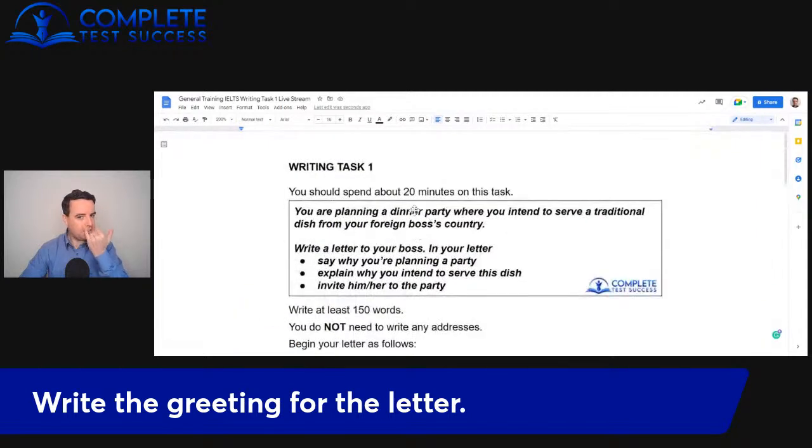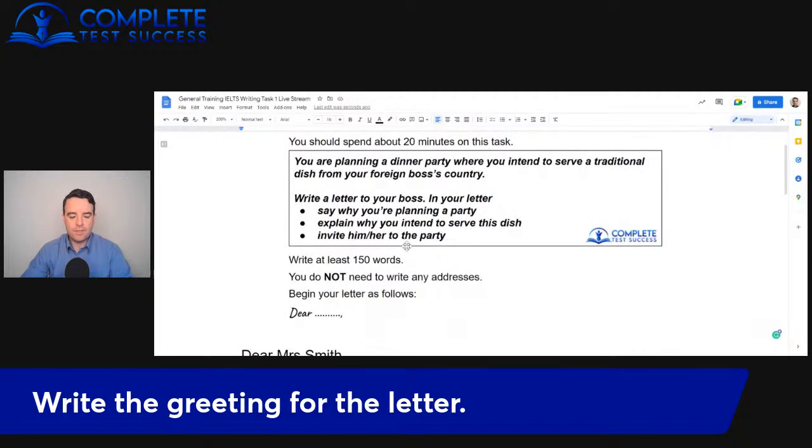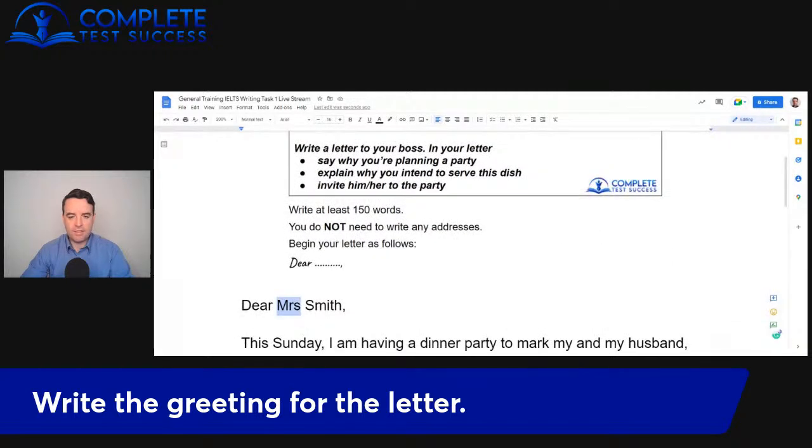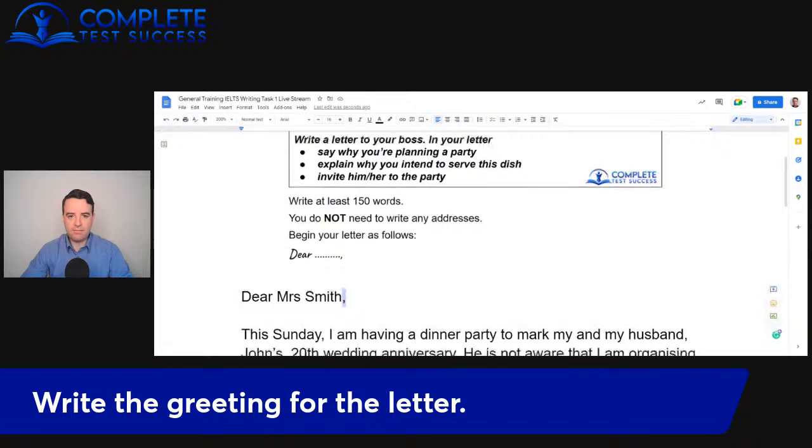So if we look up here, it says write a letter to your boss. If you're writing a letter to your boss, you need to write the title and the surname, the family name. No matter who we're writing to, it always begins with dear, but in this case, it's title and surname because it is a formal letter. And then we have a comma.